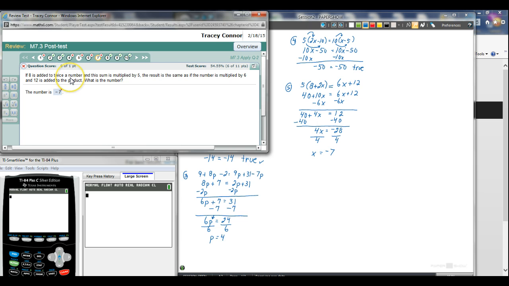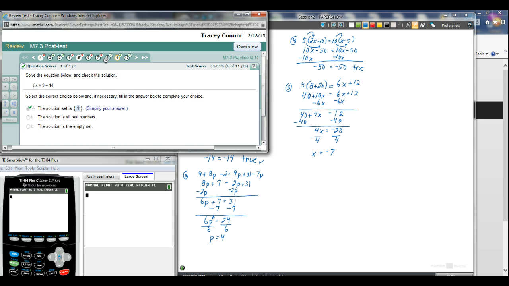So 8 plus 2x. And the sum, okay, that's a sum, is multiplied by 5. So we're multiplying the whole thing by 5, so you have to put parentheses around it. Then the result means, okay, I got an answer for that, and that's going to equal that same number multiplied by 6. And then it says we're going to add 12 to that product, and 6x is the product. Okay? So hopefully this has helped.